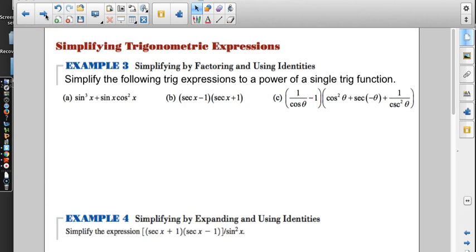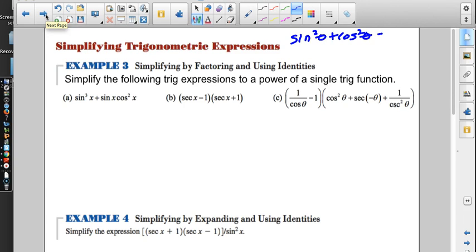These look a little tougher. Simplifying by factoring and using identities. Simplify the following trig expressions to a power of a single trig function. Here's what I want to do first. I want to remember that we had some really, really important trig identities last week. That tells me wherever I see sine squared theta plus cosine squared theta, I can replace it with a 1. Boy, would I love to use that. Replace all of that with a 1.